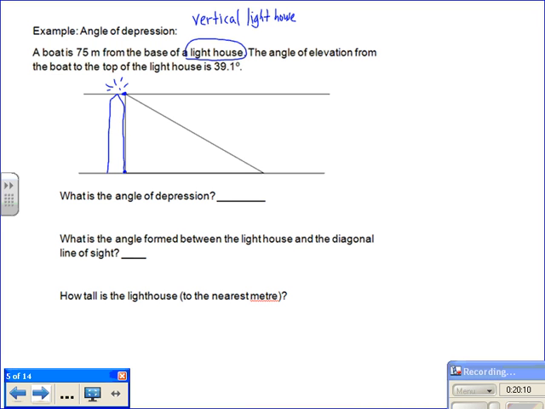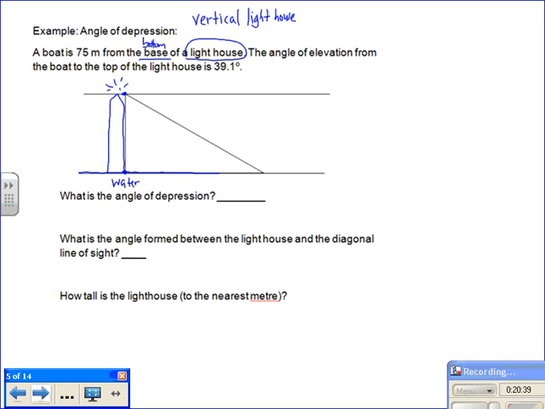Does it tell me the height? No, it doesn't. So I just know that my lighthouse would be standing vertically. Then it says that a boat is 75 meters from the base, which is the bottom of the lighthouse. So there's the bottom of my lighthouse, and 75 meters away is a boat. Usually your lighthouse is out on the water, so this is my water here.